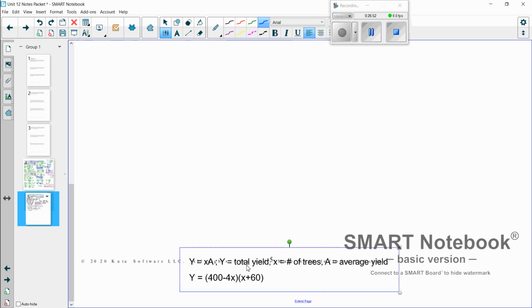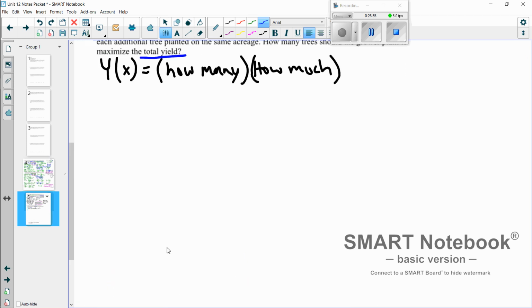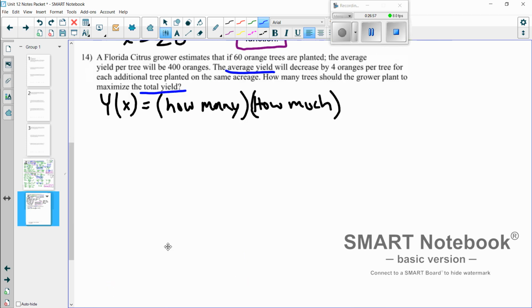But from what we wrote there in black, it's going to be enough for us to figure this out. So total yield with respect to X. Well, what is X? Well, that's going to be number of trees. Okay, so let's write that down. X, number of trees. And then let's figure out how the number of trees affects our total yield.